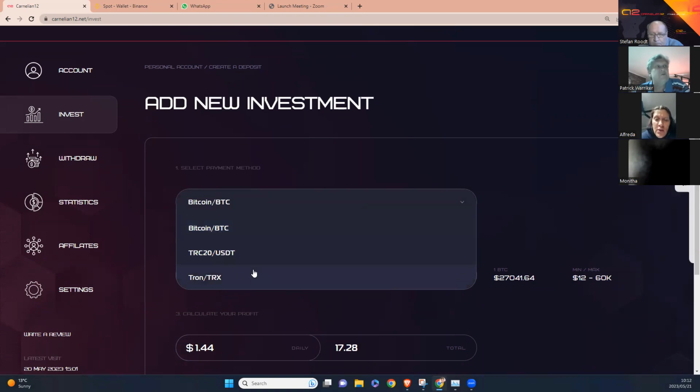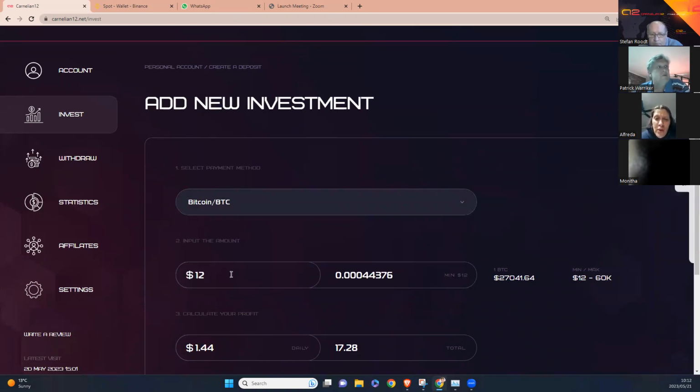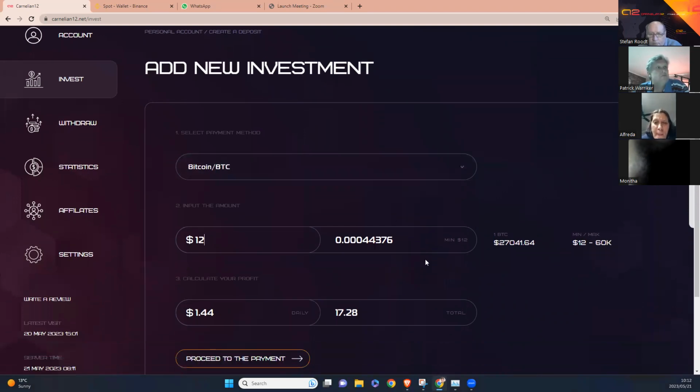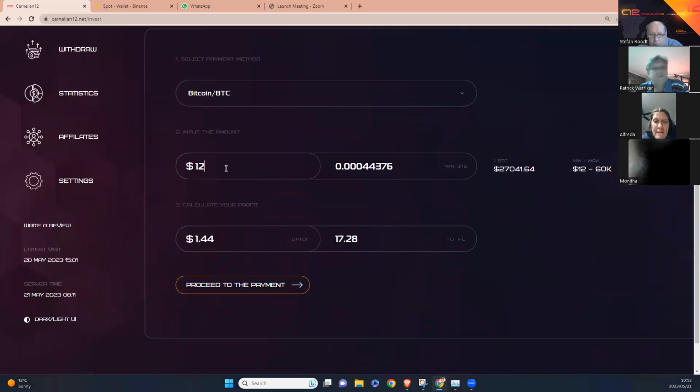Now, I know for a fact I want to transfer Bitcoin. So I select Bitcoin. And the minimum deposit is $12. I'm just going to use $12 for the example. But obviously I can change that now to 20 because there is 20 in my Binance, minus $1 for the fee. There are transaction fees. It doesn't matter from what wallet into Carnelian, your wallet platform will charge you a fee.